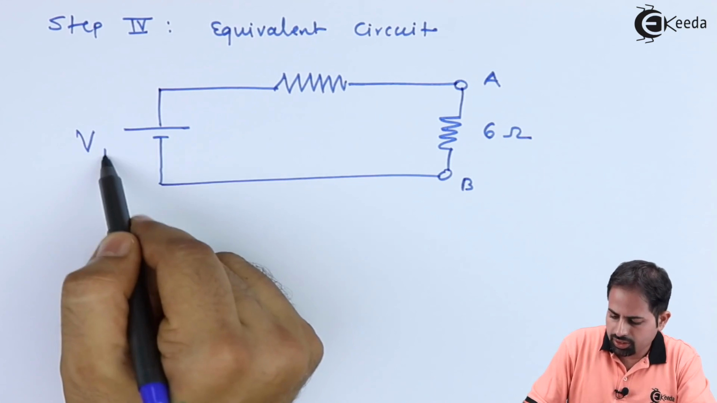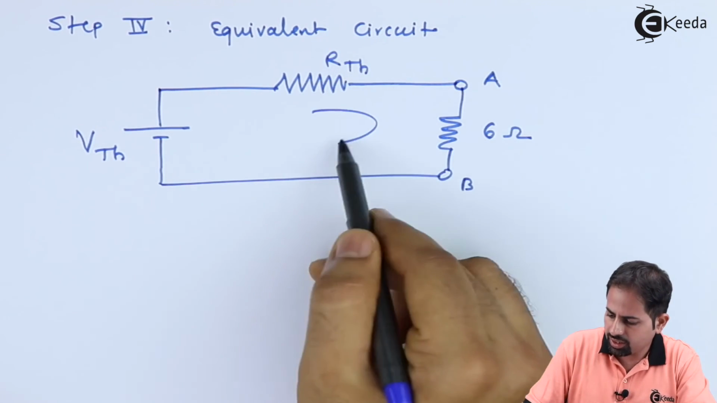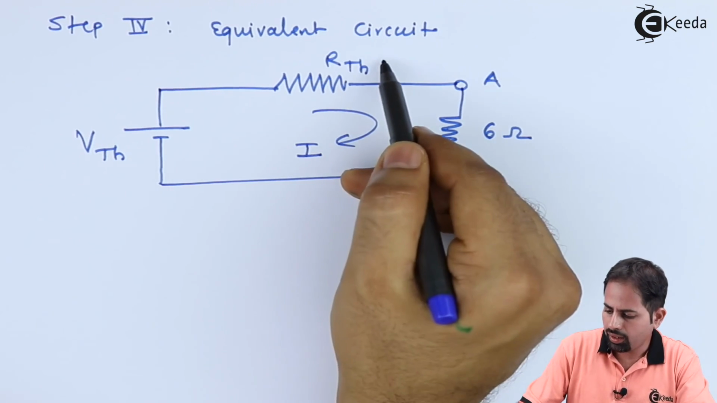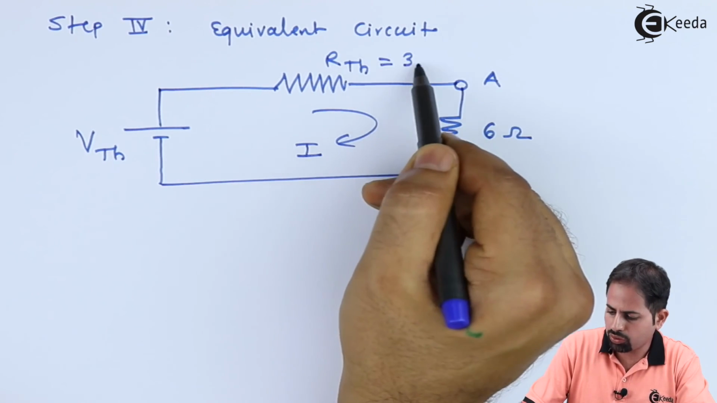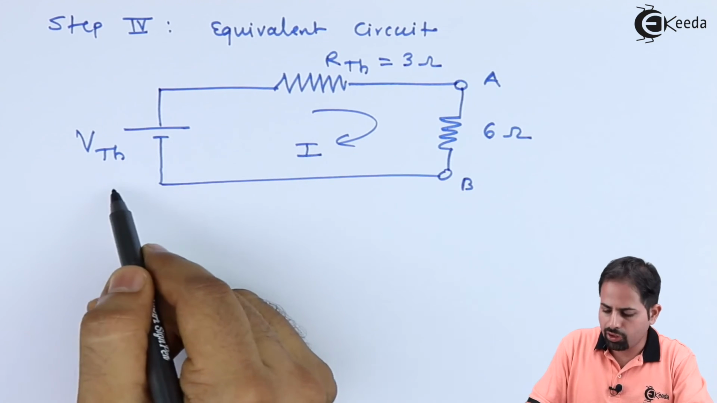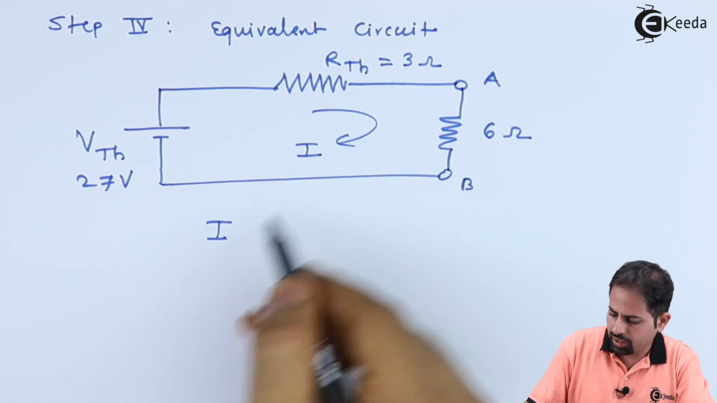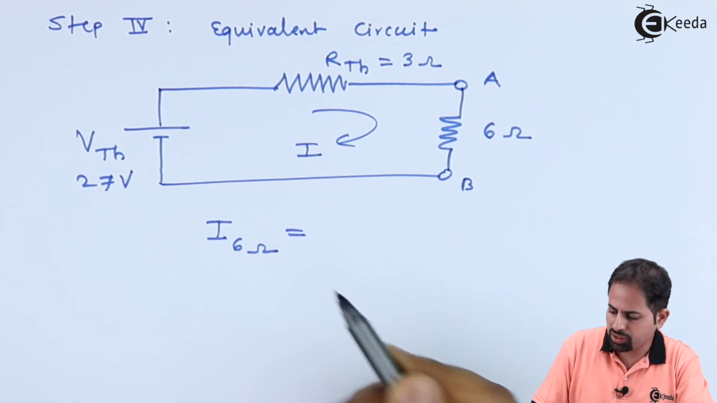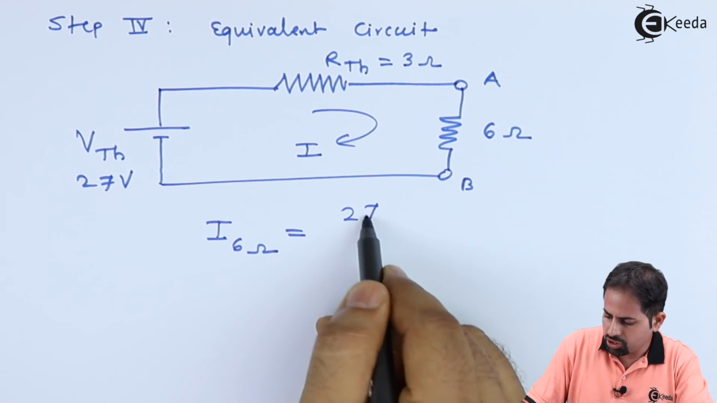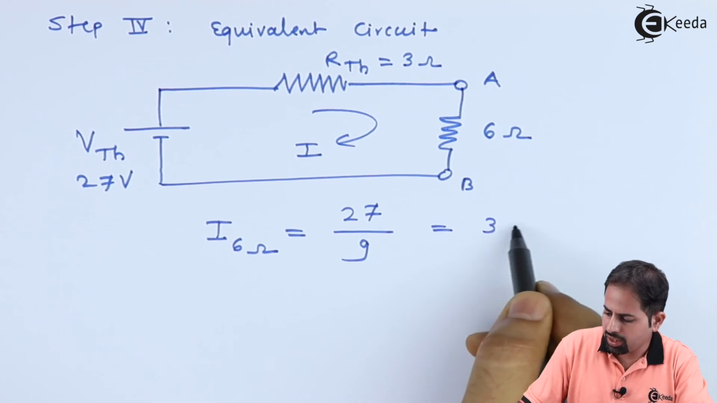So here this is going to be VTH, this is our RTH, and this is the current I which is passing through this 6 ohm resistor. The RTH value we just now got is equal to 3 ohm. The VTH value is 27 volts. So this I, that means the current which is passing through this 6 ohm resistance, will be voltage divided by total resistance. Voltage is 27, total resistance is 9, so it is going to be 3 amperes.